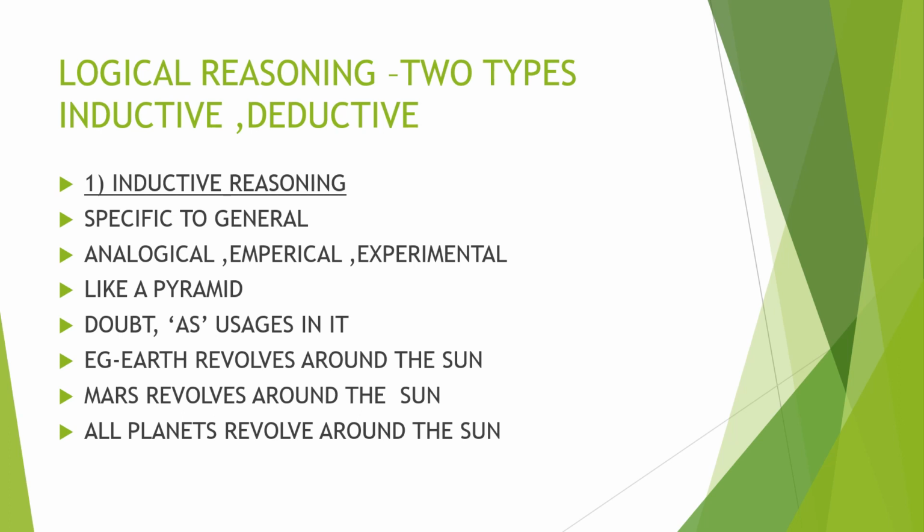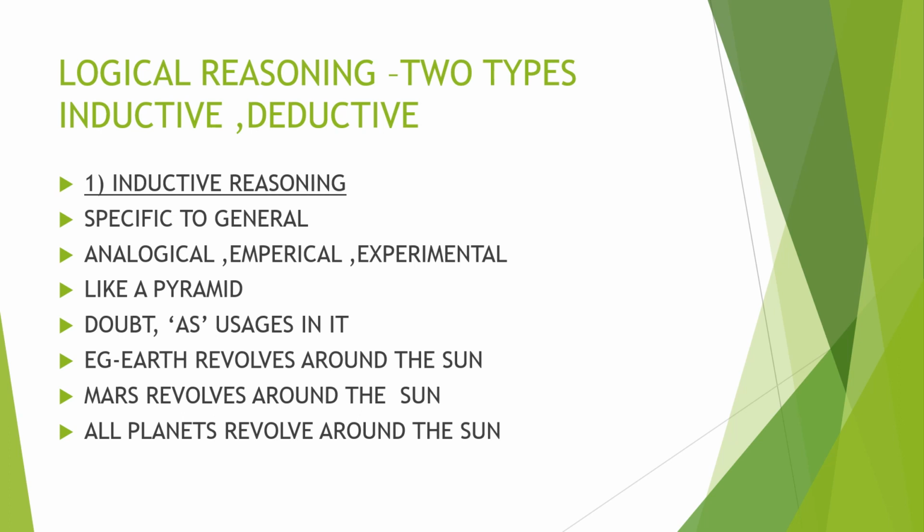Inductive reasoning is like a pyramid. First we have a doubt about a thing, and then we search and reach a solution. Words like "as" or "as can be seen in it" are used in inductive reasoning.